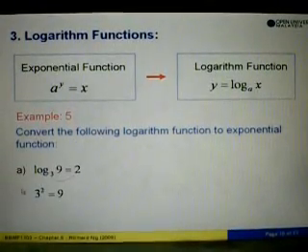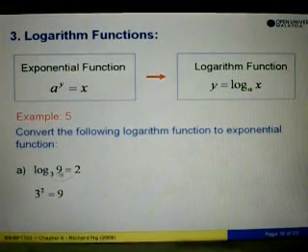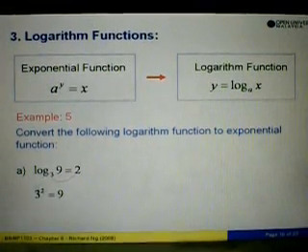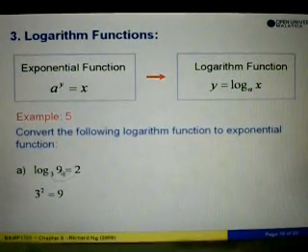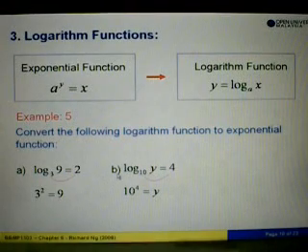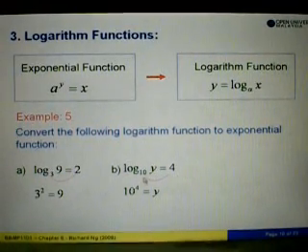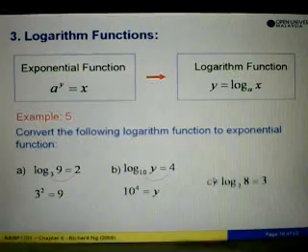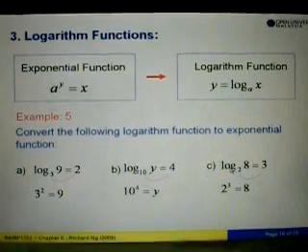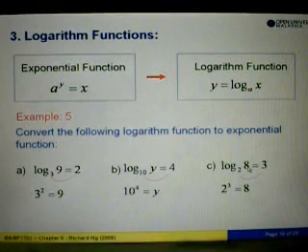In example 5, if we are given log base 3 of 9 equals 2, then when we convert log into exponential, we can say the base 3 to the power of 2 will be equal to 9. Okay. In example B, if we have log base 10 of y equals 4, then we can say 10 to the power of 4 is equal to y. Okay. Please pay attention to the red line here. Okay. In example C, if we have log base 2 of 8 equals 3, then we can say 2 to the power of 3 equals 8. Alright.